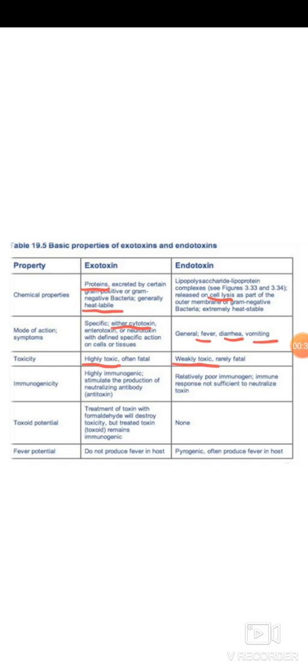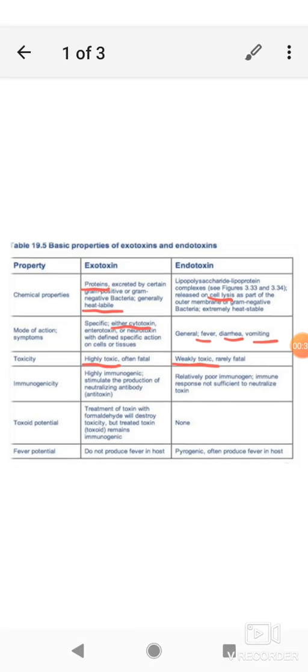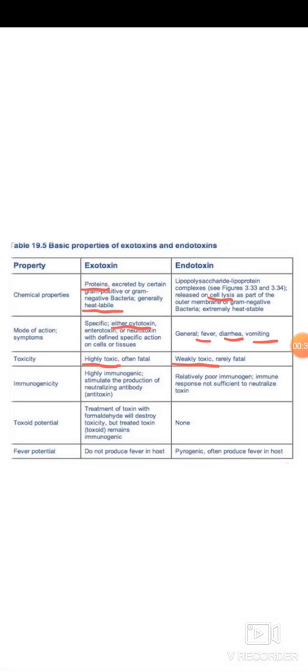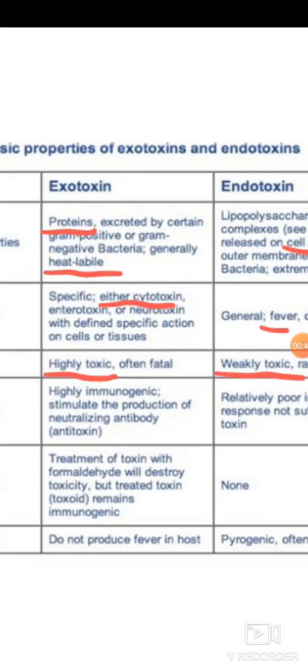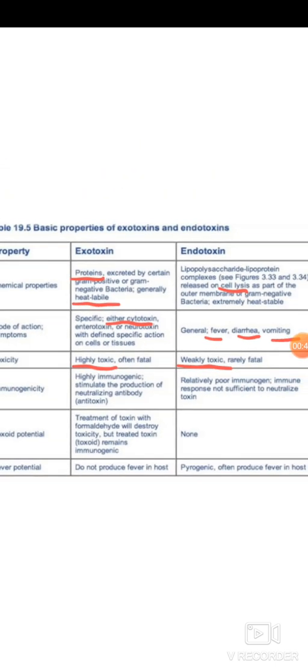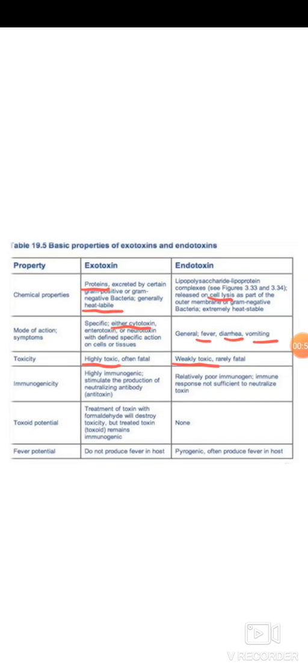Then the second point is the mode of action and the symptoms. In case of exotoxin, it is either a cytotoxin, enterotoxin or neurotoxin with defined specific action on cells or tissues. And for endotoxin, we have already discussed the symptoms, that is fever, diarrhea and vomiting. Then about the toxicity, the exotoxins are highly toxic and often fatal. Endotoxins are weakly toxic and rarely fatal.